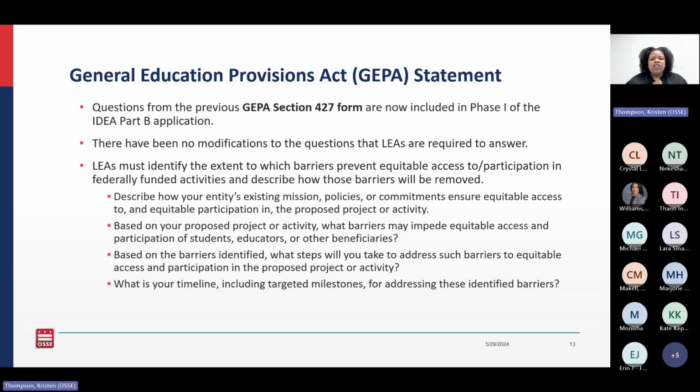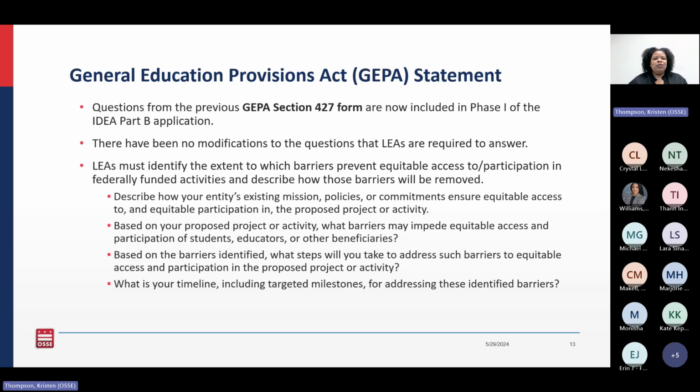The General Education Provisions Act statements, questions from the previous GEPA form are now included in phase 1 of the IDEA Part B application. There have been no modifications to the questions that LEAs are required to answer. You must identify the extent to which barriers prevent equitable access to or participation in federally funded activities, and describe how those barriers are to be removed.